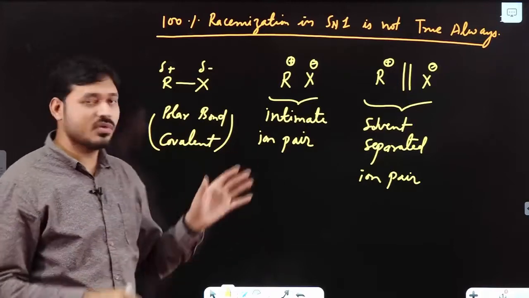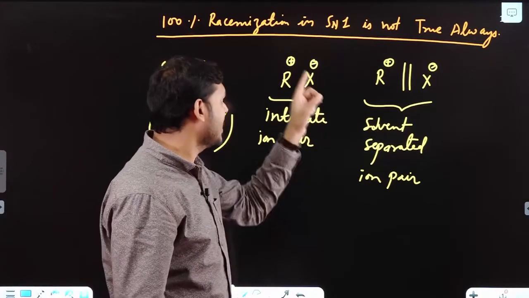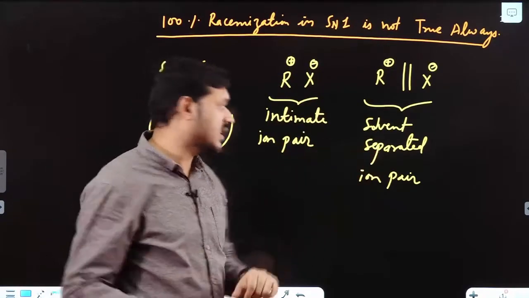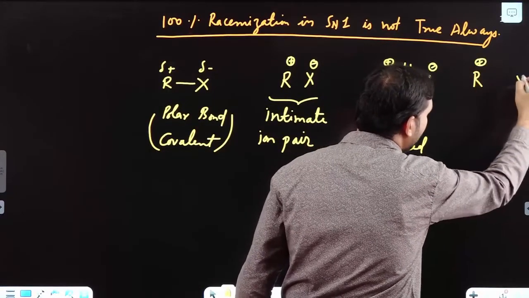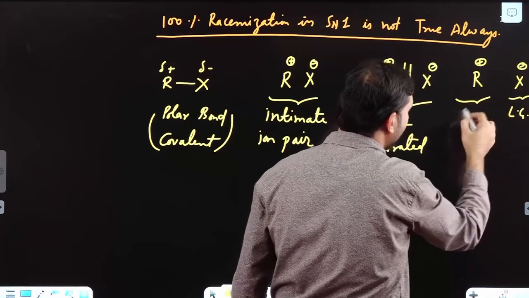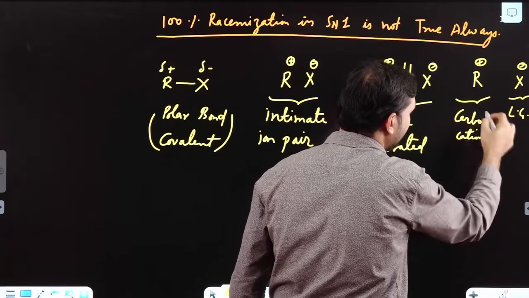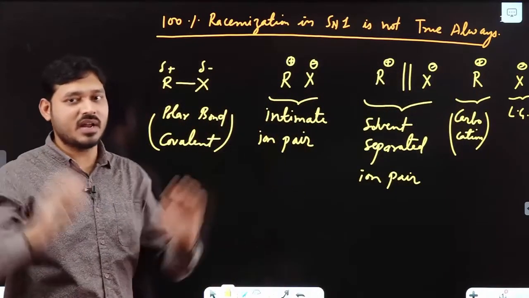Now this R plus and X minus is generated. That's why here we use what? Polar protic solvent. Now polar protic solvent has a tendency to interact with R plus and X minus. So it will separate R plus and X minus. And finally we have R plus and X minus. Okay. This is your leaving group and this is your carbocation. Now here you are having carbocation and the leaving group is far away.